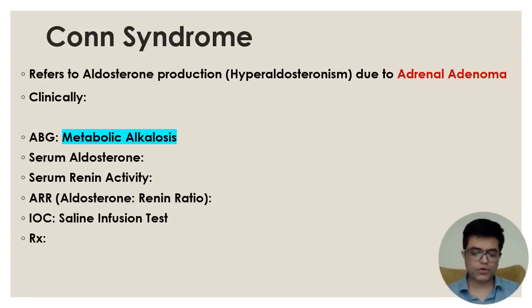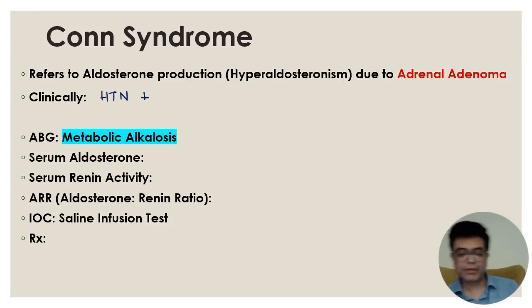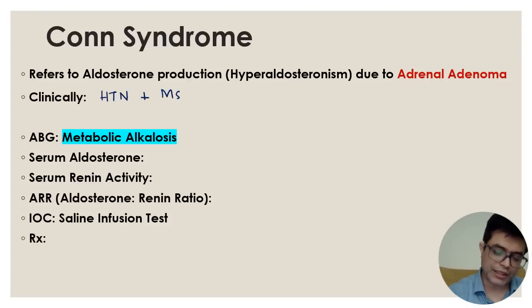So what is Conn syndrome? It refers to aldosterone production, that is hyperaldosteronism produced by adrenal adenoma. Clinically, how does the patient present? There is increased aldosterone. So what will happen? Sodium retention will happen, leading to hypertension. Along with that, there is hypokalemia developing. So the patient will have muscle weakness and cramps.